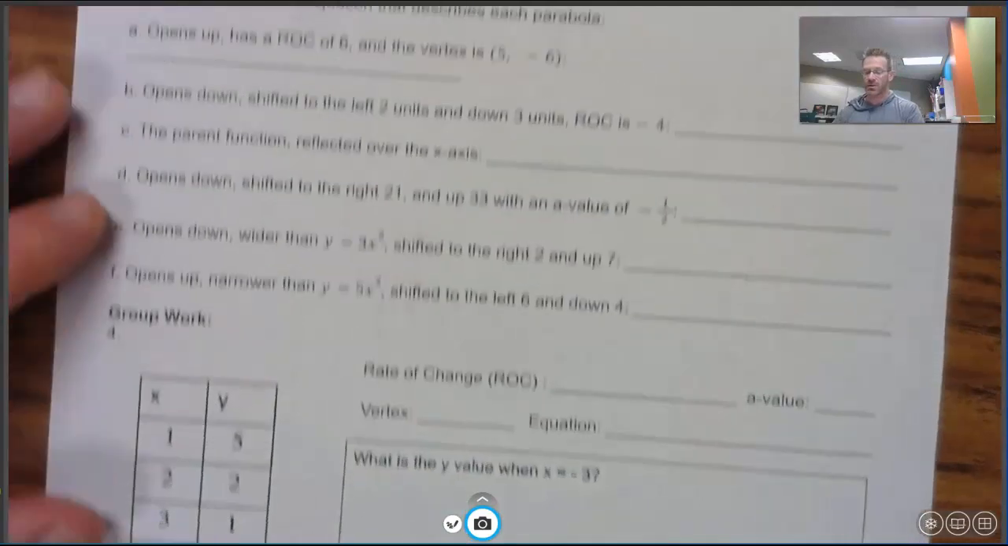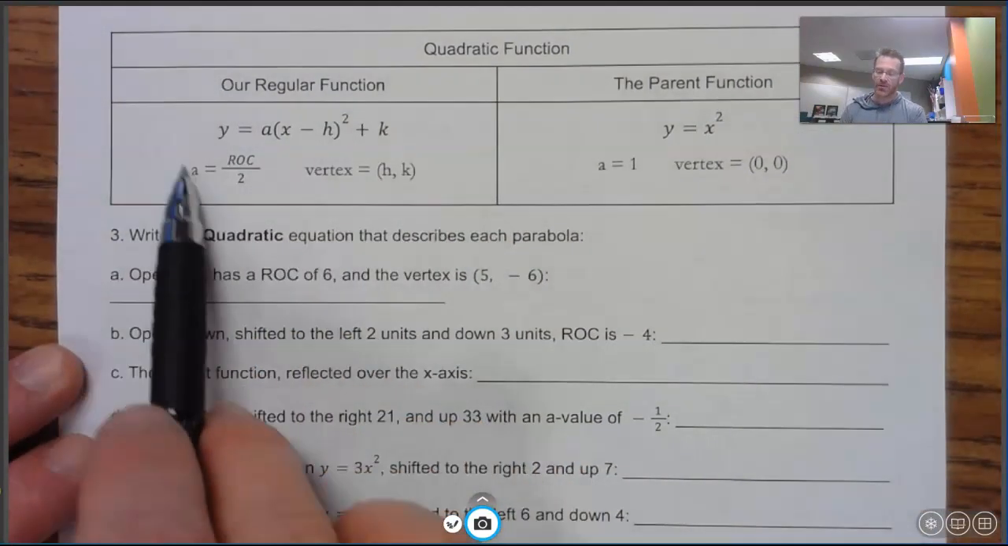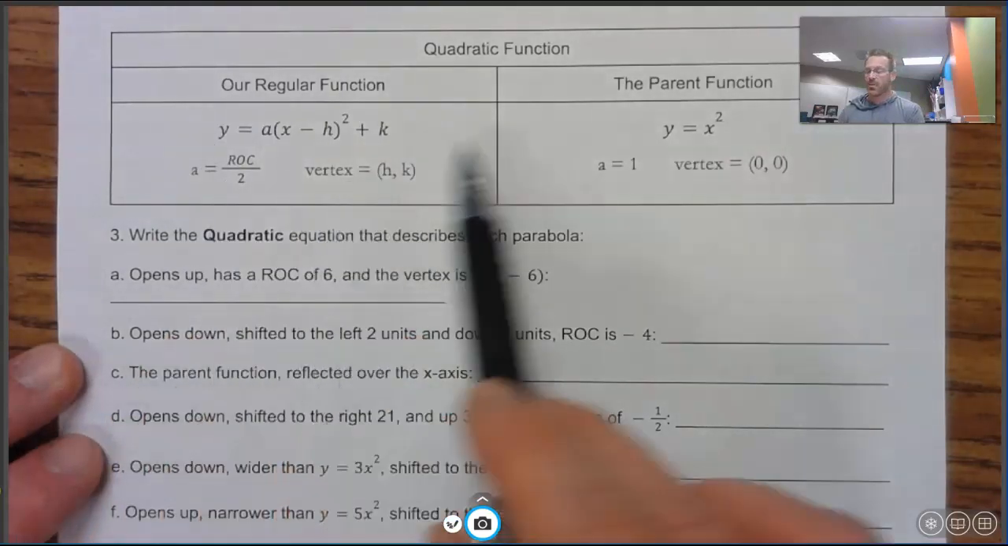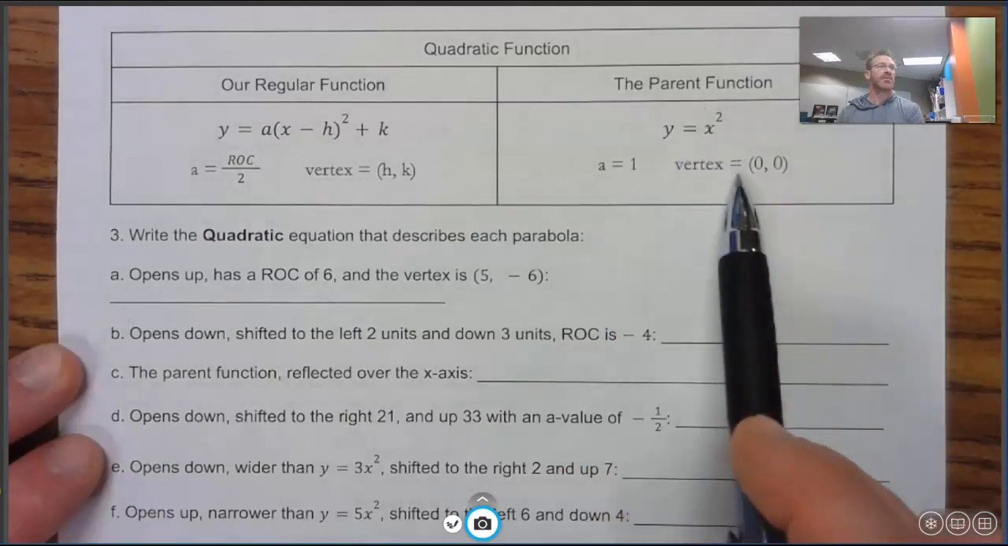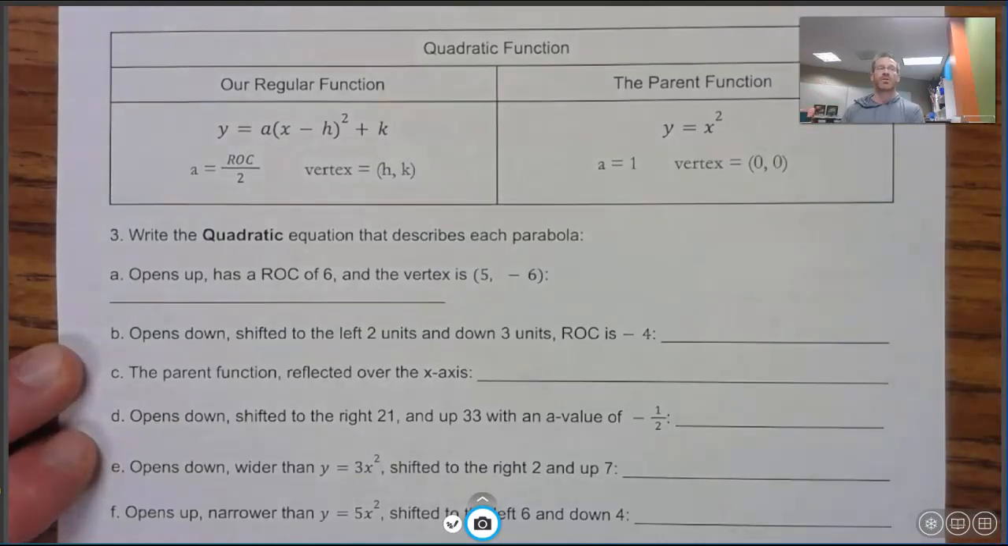Now let's look at these other situations. Once again, here's what we know. This is everything that we've been doing with our regular quadratic function. And once again, when we see the word parent function, we know that it's a quadratic. The vertex is at 0, 0, and the a value is 1. That's what we assume some of those comparisons are made to when it talks about shifting right and left, up and down, and those kinds of things.